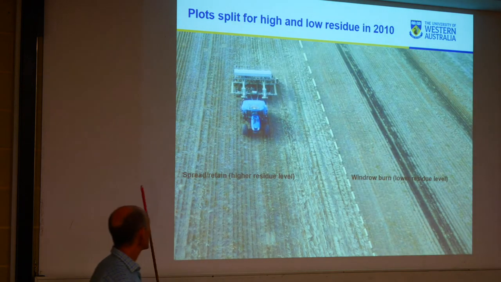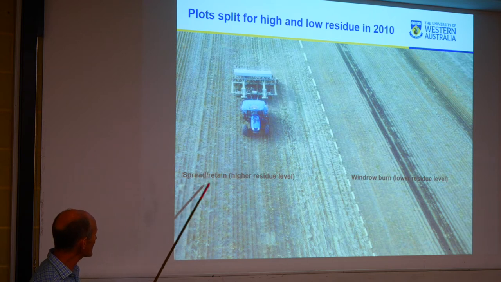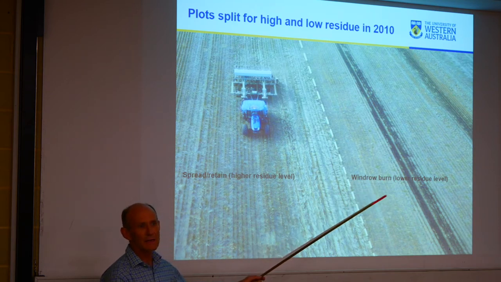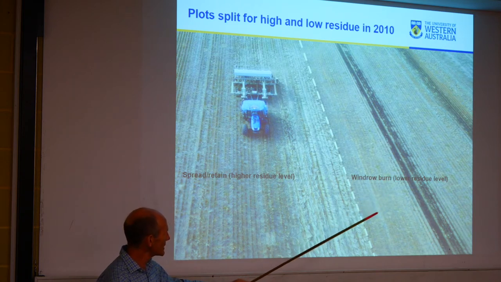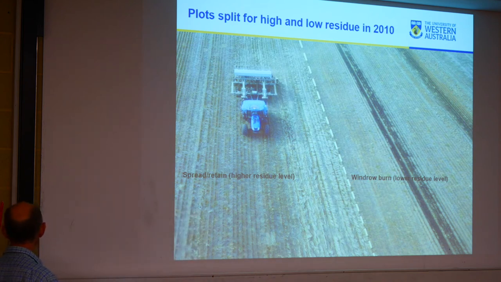So if you look here, you can see on this side of the split was the retain or spread all the residue, the high residue, where it was cut and spread. And this is the low residue. So you can see there that we've got less residue in there. Our measurements showed between 40 to 60% less residue here, but there's still stubble on the surface there. So that was windrow burning.